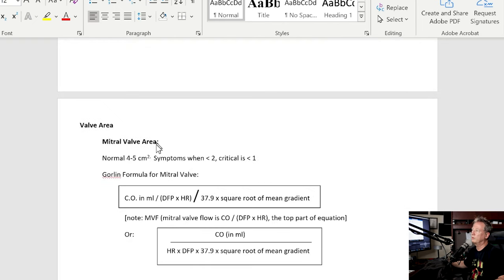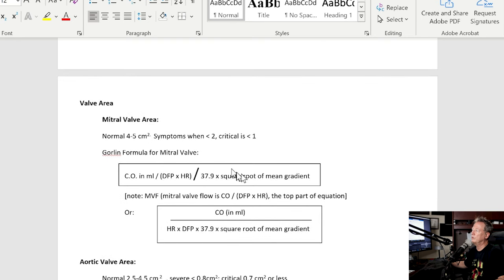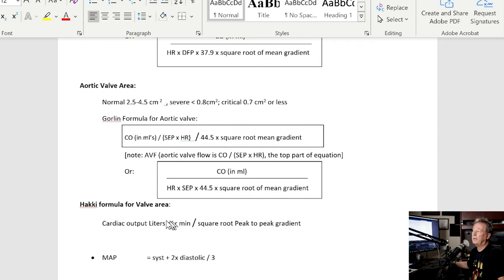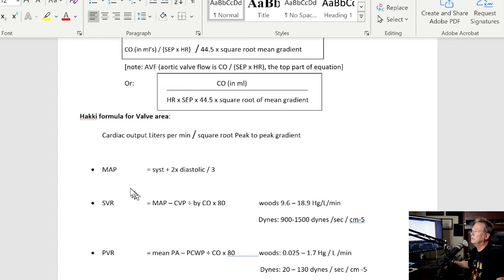The Gorlin formula for mitral valve area, whether you want to do flow divided by some numbers or cardiac output divided by some numbers. And the Gorlin aortic valve area, they're very similar other than the constant's different and you're using diastolic filling period versus systolic filling period. The Hakki shortcut, which is generally pretty accurate for valve area. Calculations for MAP, SVR, PVR, whether you want it in Woods or in Dynes.